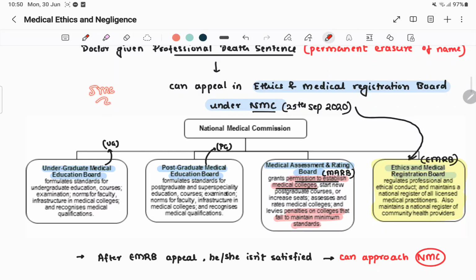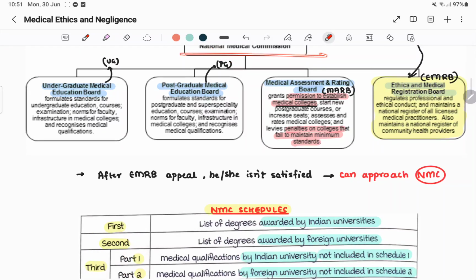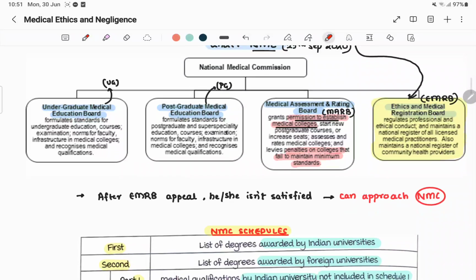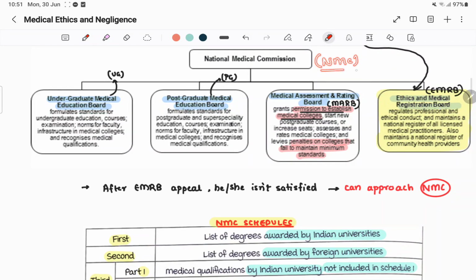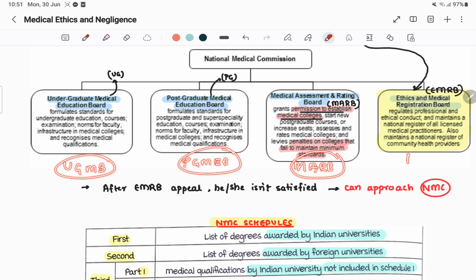So if the State Medical Council gives a penal erasure or a professional death sentence, then the doctor can appeal to the EMRB. EMRB is under NMC guidelines. The National Medical Commission, NMC, has 4 divisions. One is the UG Medical Board, UGMB, then the PG Medical Board, the Medical Assessment and Rating Board, MARB, and EMRB.